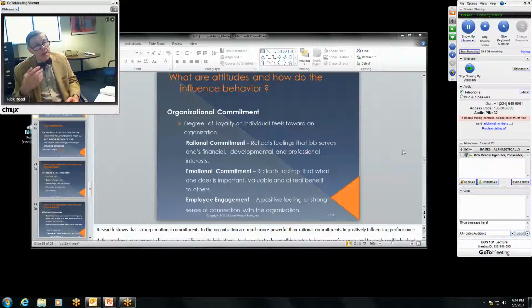And then engagement is a positive feeling of connecting with the organization. Now, the first connection may be with the job because it's a little bit easier for the individual to do that. But if he or she connects with the job, then they're going to be able to connect with the organization.